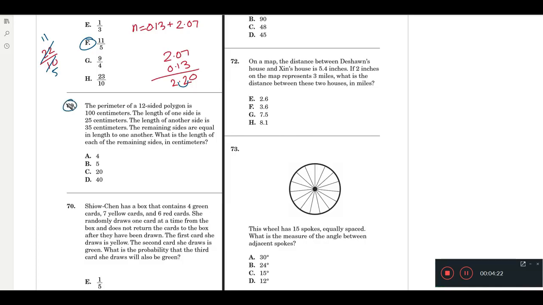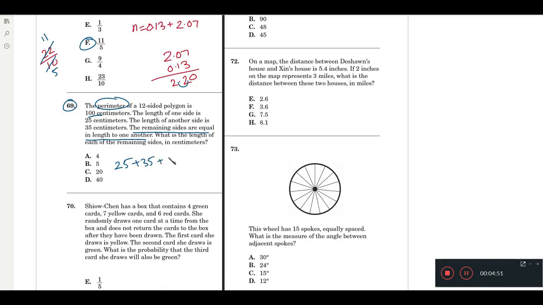69 says the perimeter of a 12-sided polygon. Timur, pay attention to this. I remember you had trouble with this yesterday. The length of one side is 25, and the length of another side is 35. The perimeter is 100. And the remaining sides are equal in length to one another. So there are 10 more sides remaining, right?